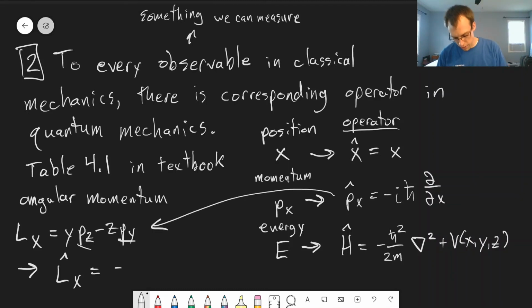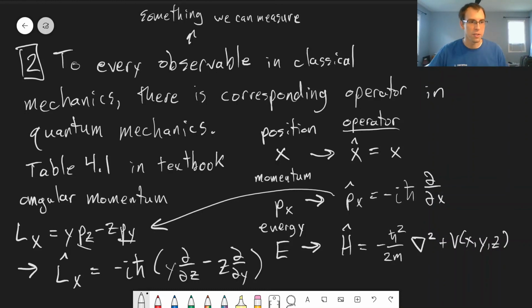And so we'll get negative i h bar, which comes from that momentum operator. And then we'll end up with derivatives. So y derivative with respect to z minus z derivative with respect to y. And we get corresponding operators for the Ly and Lz that you can find in your textbook.